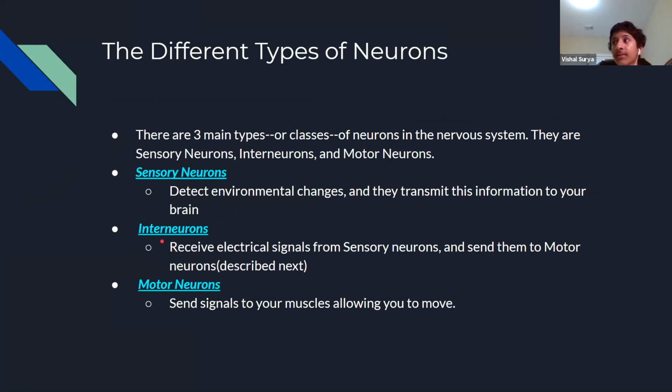Sensory neurons detect the environmental changes, or the stimuli, and they transmit this information to your brain. An example would be touching your arm or finger. The sensory neurons pick up your finger touching this, and then they signal that on to the interneurons, which are the neurons that receive the electrical signals from the sensory neurons and send them to the motor neurons, described next. The motor neurons are neurons that send the signals to your muscles, allowing you to move.